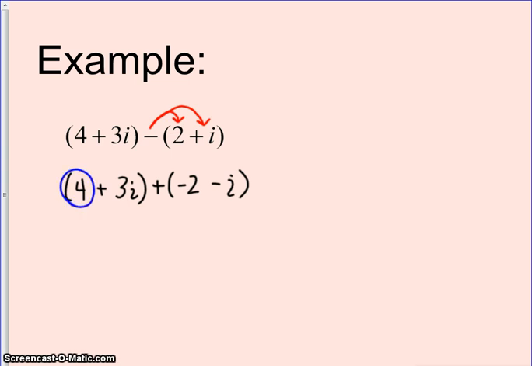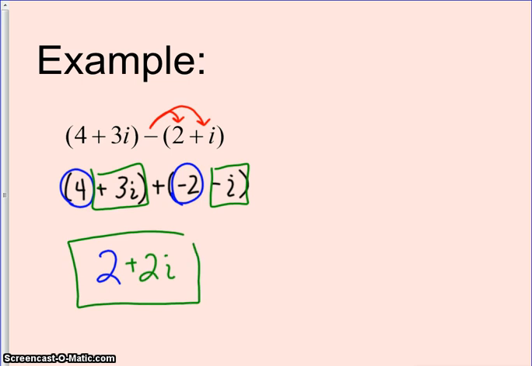I have 4 plus negative 2 gives me 2. And then a positive 3i plus a negative 1i should be a plus 2i. And there you go. You have accurately subtracted those two complex numbers.